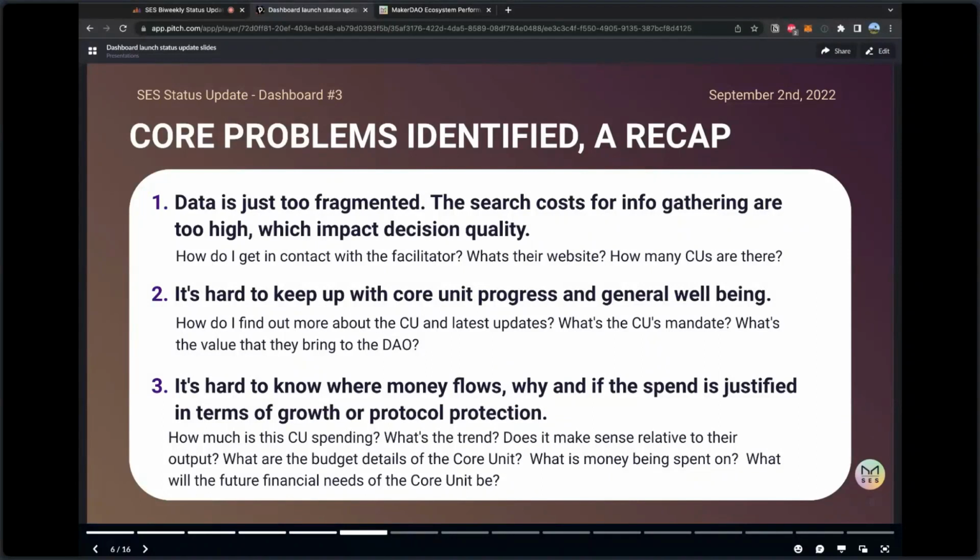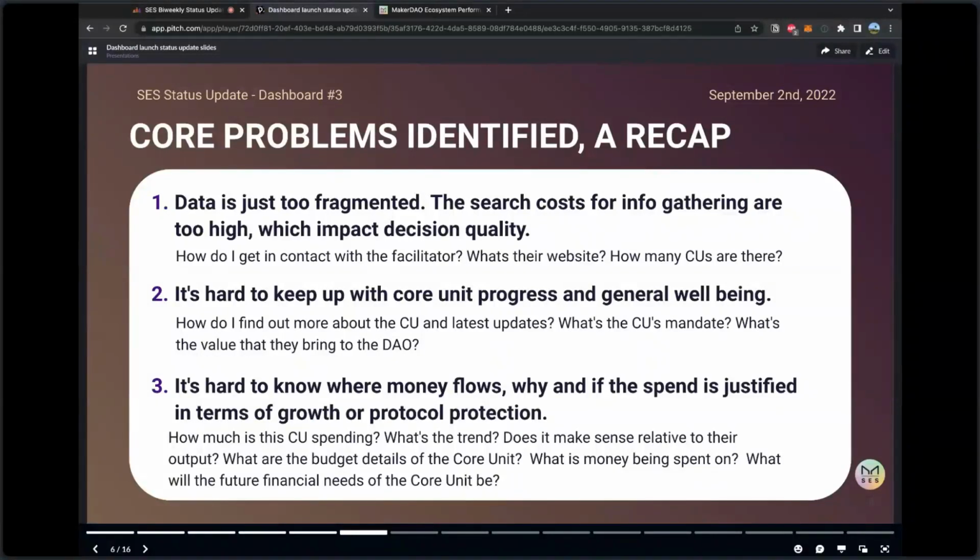The first thing is that we found data is just way too fragmented in the DAO. This meme has emerged of the search costs being really high within the DAO, and this really impacts decision quality to a degree. These are questions like: how do I get in contact with a facilitator? How many core units are there? Things that may seem quite basic, but it actually is really hard to get the answers to these somewhat simplistic questions.